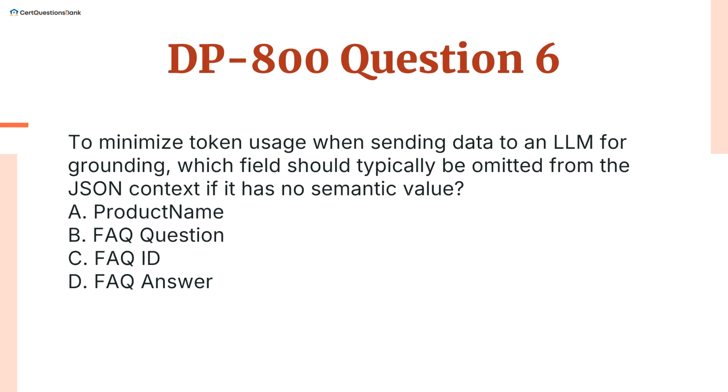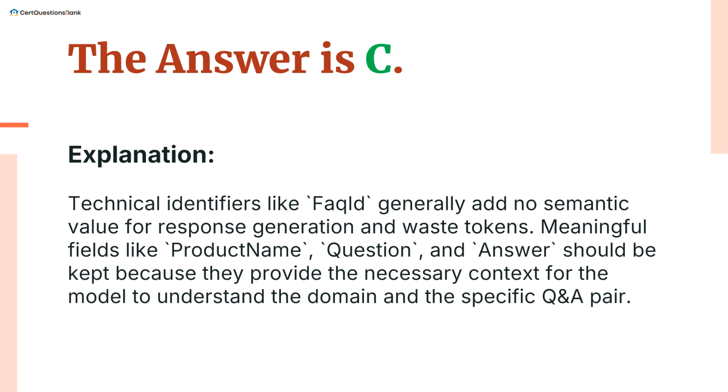To minimize token usage when sending data to an LLM for grounding, which field should typically be omitted from the JSON context if it has no semantic value? A. Product name. B. FAQ question. C. FAQ ID. D. FAQ answer. The answer is C.